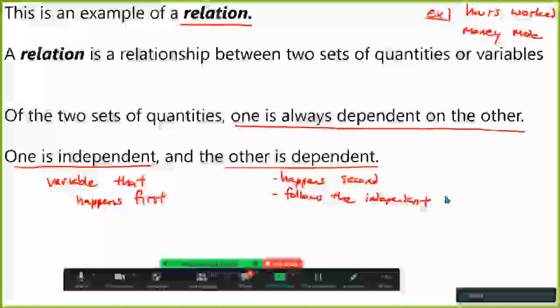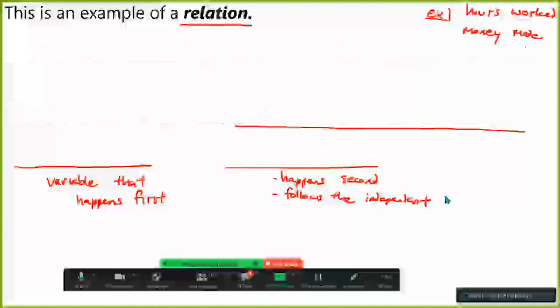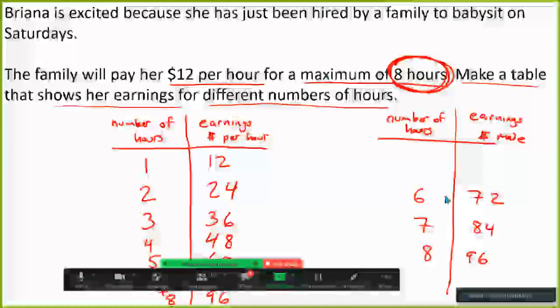Okay, sorry. The question is, out of our two variables in the story of Brianna here, which one of these seems like it's happening first, and which one is following that? I think it's the 12 per hour first. So does she make her money and then do the work, or does she do the work and then make the money? Oh no, she does the work and then makes the money.